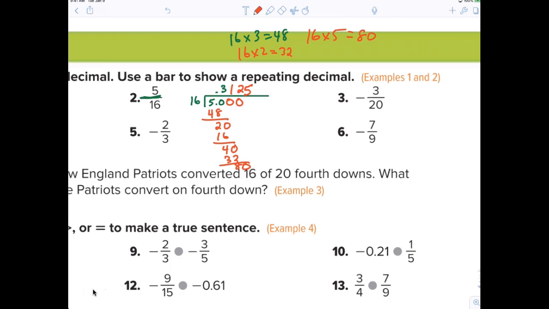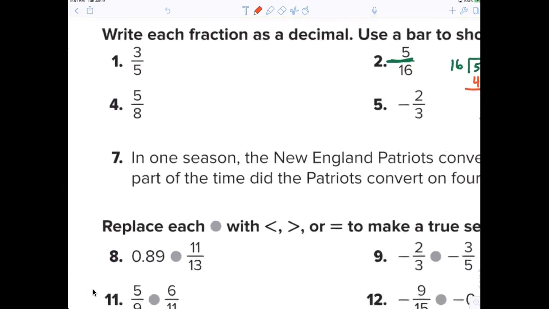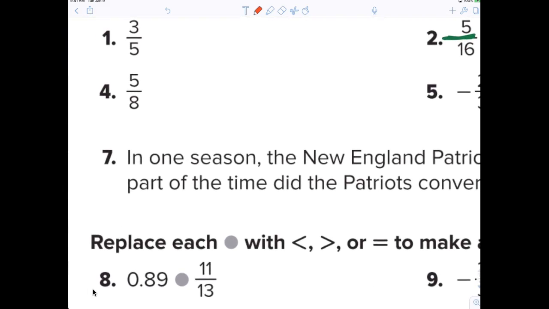So now after 2 comes 4. We're going to take a look at 4 now and see what happens. Number 4 is kind of annoying because it's 5/8. I don't think there's really a shortcut for 5/8, so we have to do the division again.